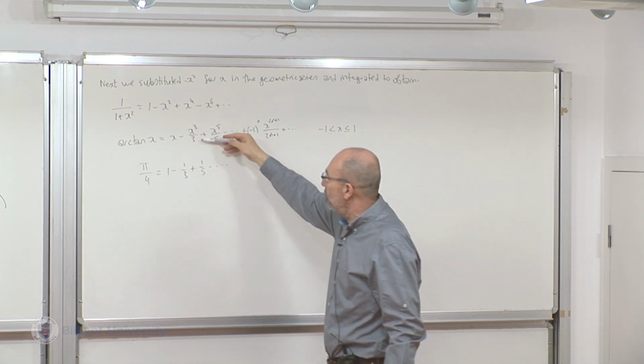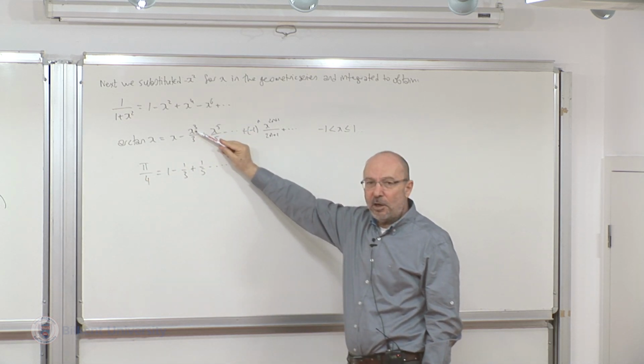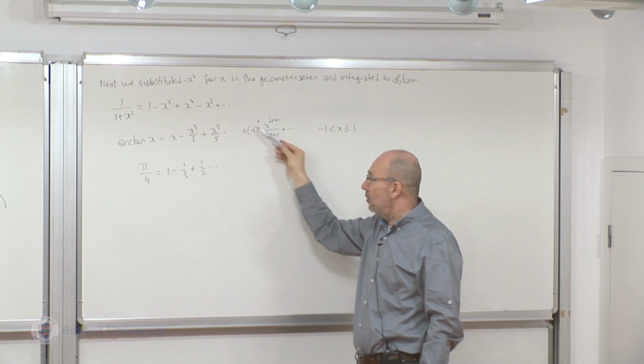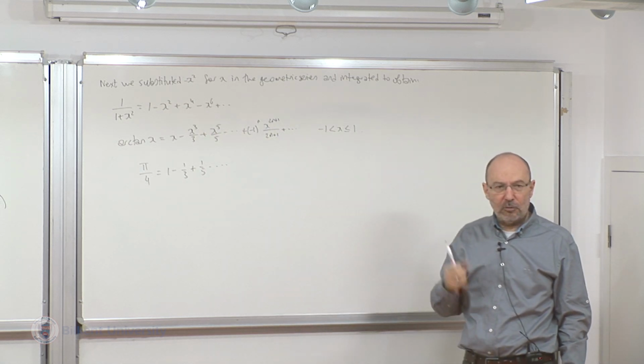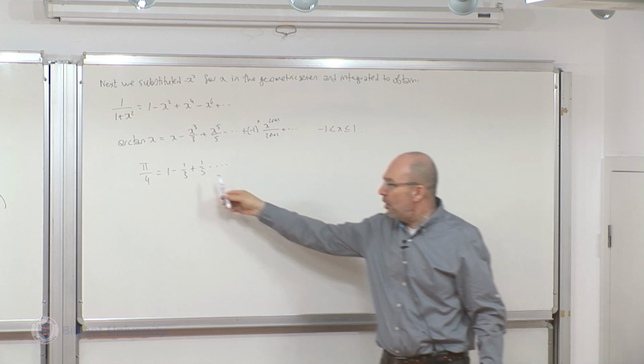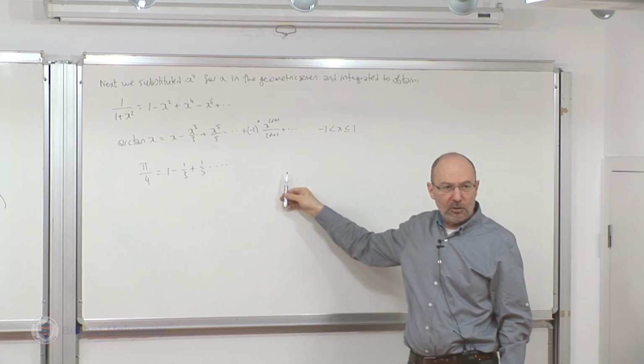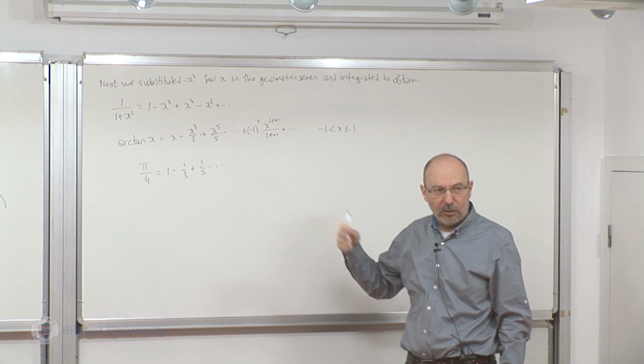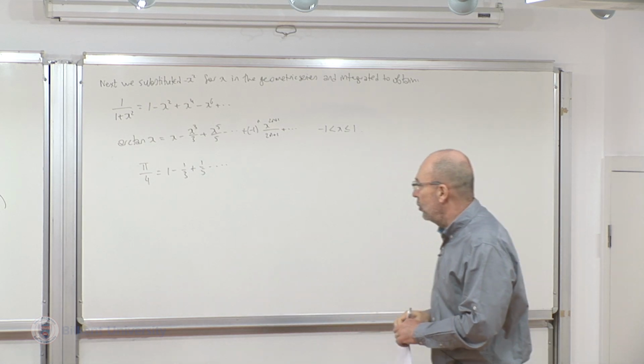But now, instead of putting 1 for x, you are putting 1 over square root 3, which is very small. So you take successive powers of it, and it goes to 0 very fast. Here you obtain a series which converges very fast. So that's a better approximation for pi if you want to calculate pi using these things.